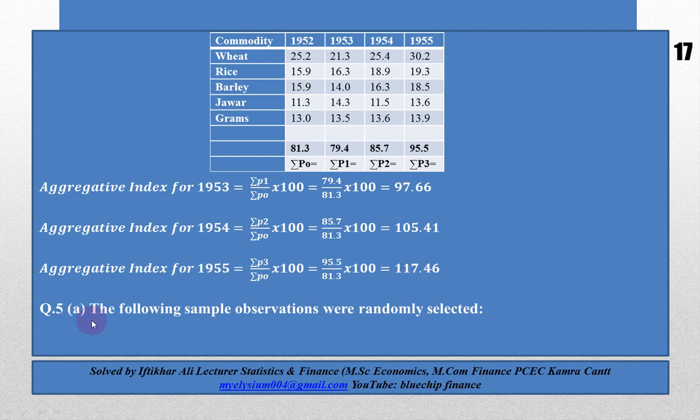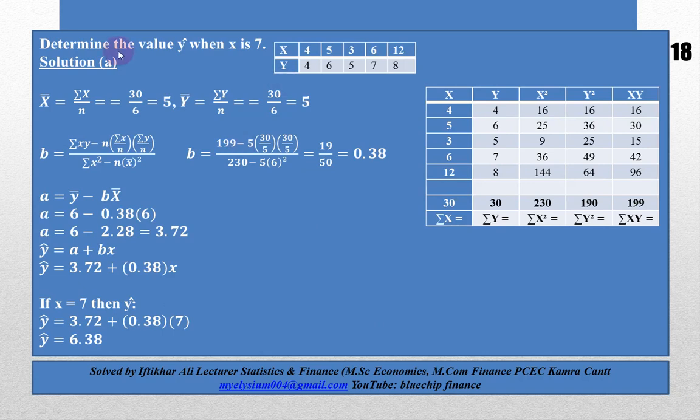Question number 5, part A. The following sample observations were randomly selected. Determine the value of y hat when x is 7. First of all, we must have the y hat or simple regression equation. For the regression equation, there are multiple formulas. Here I used a different formula which was not discussed in the previous papers. You can also use those formulas, but I think that this is an easy formula.